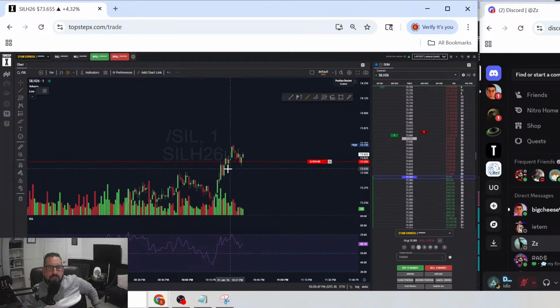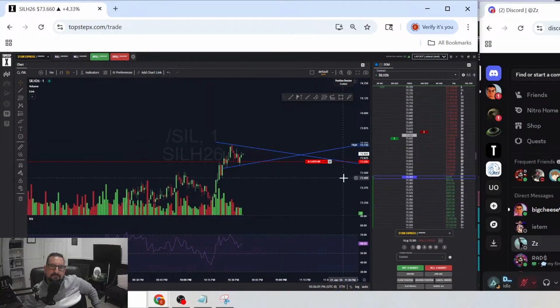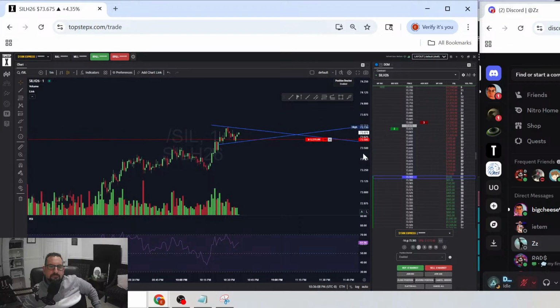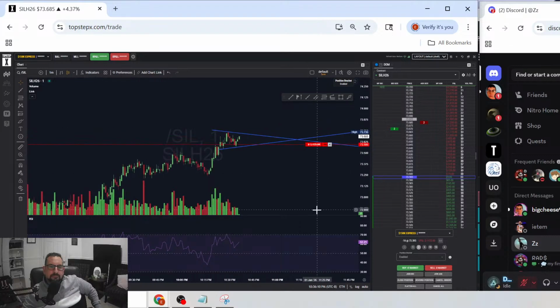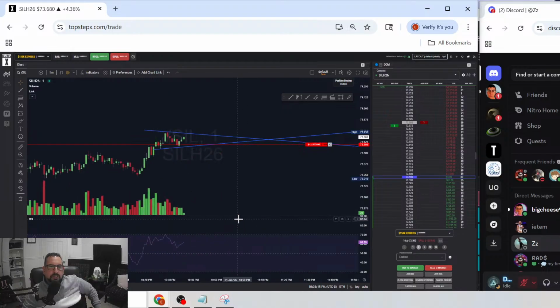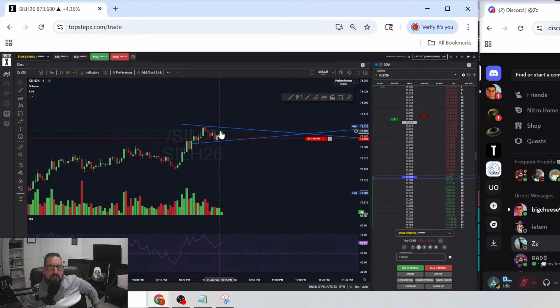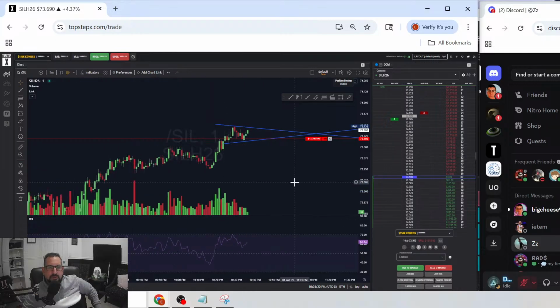We have this little pennant forming here. This is all low volume. Look at this volume, it's so low. This is what I call a bullshit candle, where we have momentum but no volume. It's a bullshit candle.